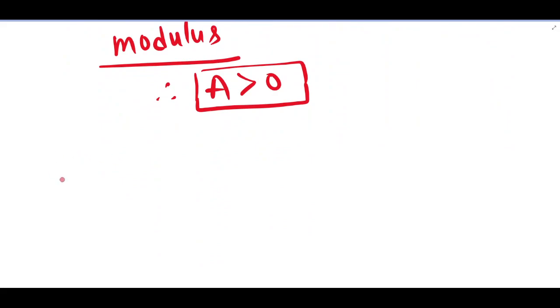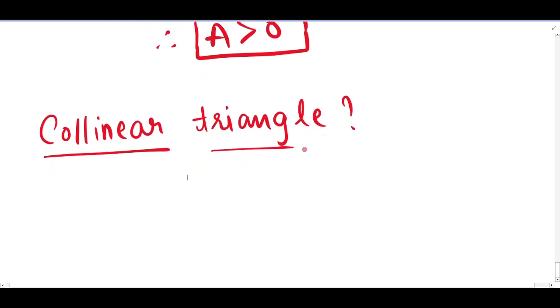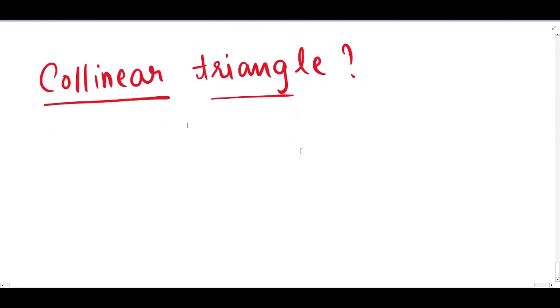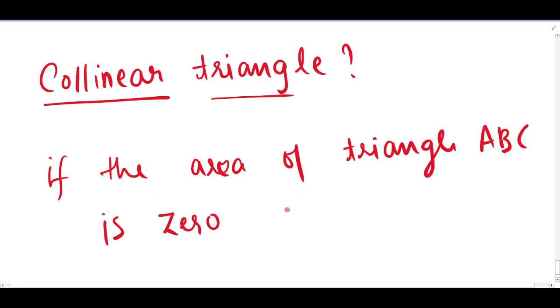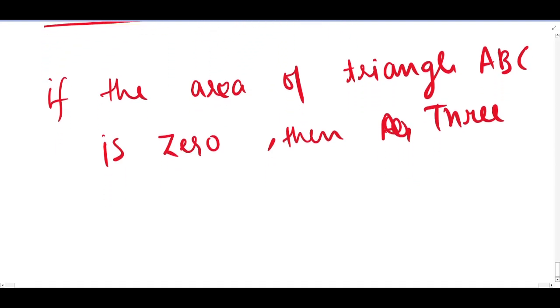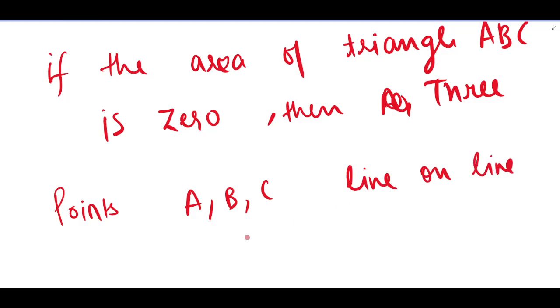Next is collinear triangle. If the area of triangle ABC is 0, then the 3 points A, B and C lie on a line, that is, they are collinear.